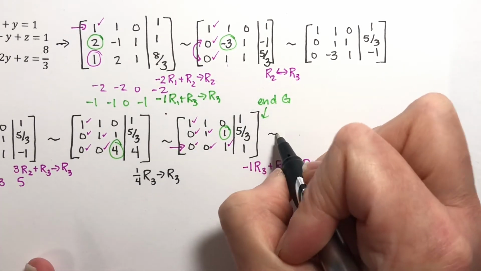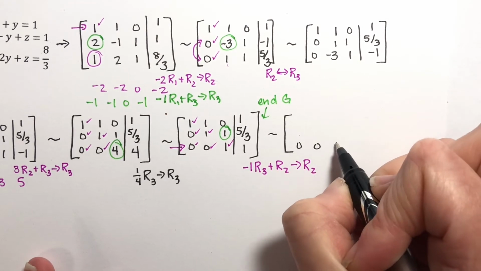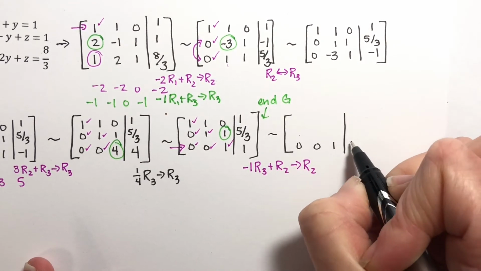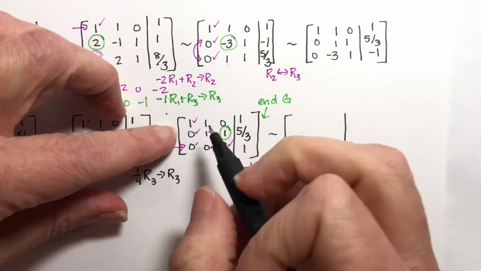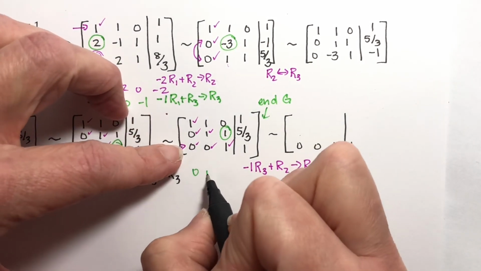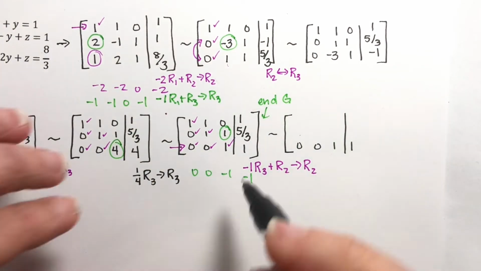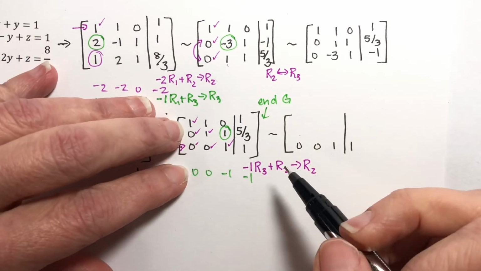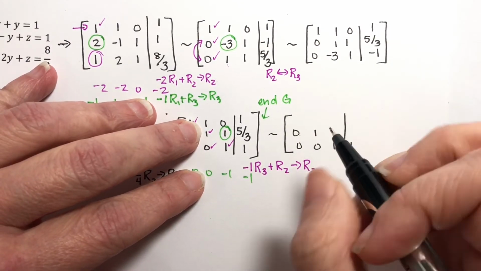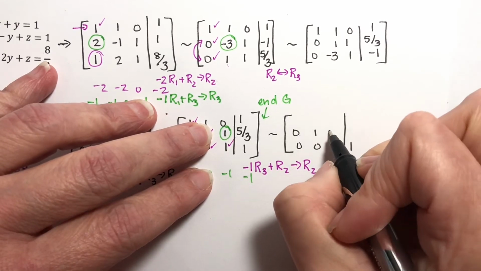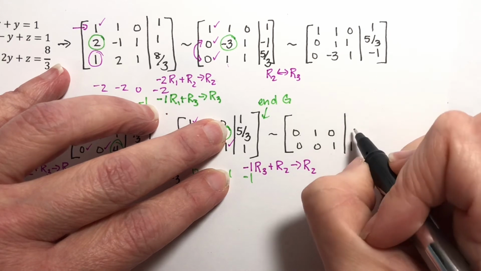Now row 3 is the only one we're absolutely not worried about because it's already exactly what we need, so I'm going to recopy it. All right. -1 times row 3 is going to be 0, 0, -1, -1. Now add this to row 2. 0 plus 0 is 0. 1 plus 0 is 1. 1 minus 1 is 0. And 5/3 minus 1 is 2/3.